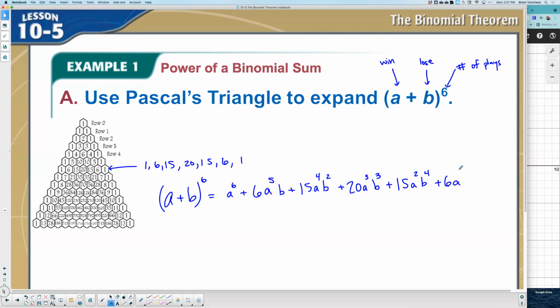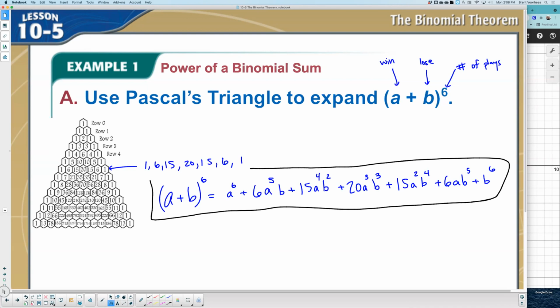6 who win once. Do I need to actually write A to the 1st? I could just write A, but they would lose 5 times. And then finally, one person who would lose all 6 times. And so you only have to write B to the 6th, like that. That right there is your answer.